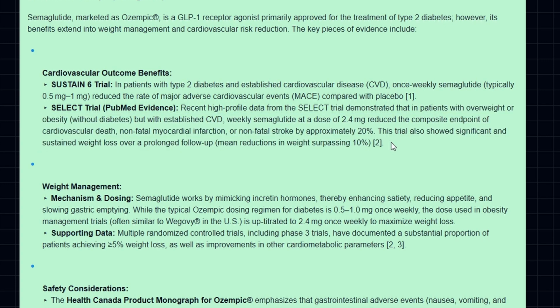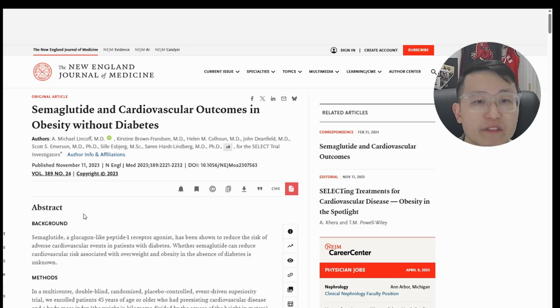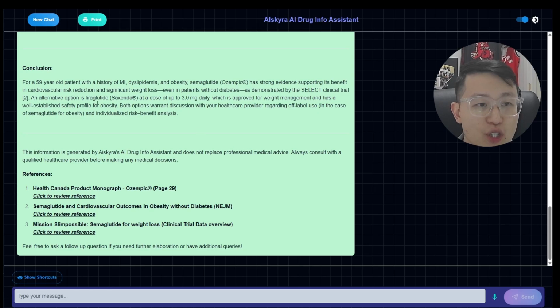If we want to look more into this, you can see that it says reference number 2. Scroll to the bottom and check out reference number 2. It opens up the New England Journal of Medicine article called Semaglutide and Cardiovascular Outcomes in Obesity Without Diabetes. Now, if we just go straight to the conclusion, it says that there is evidence supporting the benefit of using semaglutide to help with cardiovascular risk reduction as well as weight loss, even if the patient does not have diabetes.